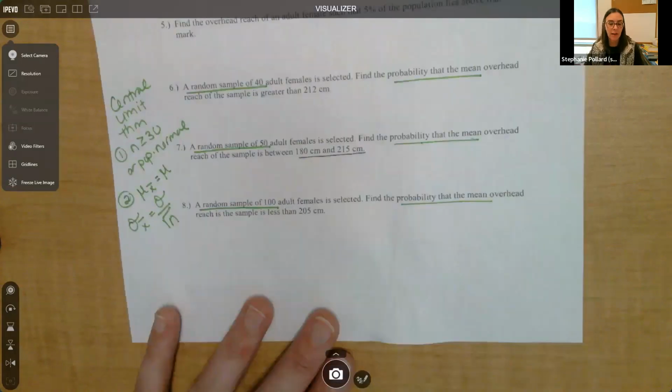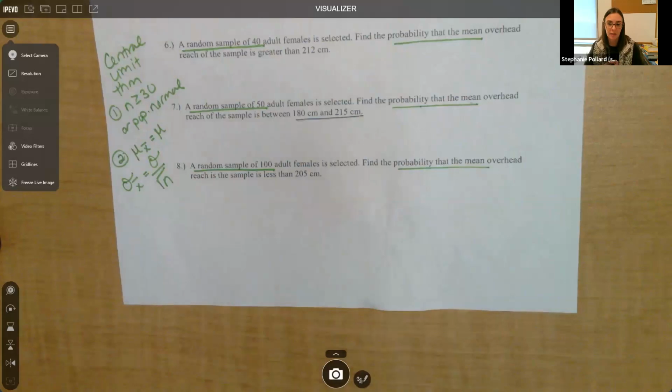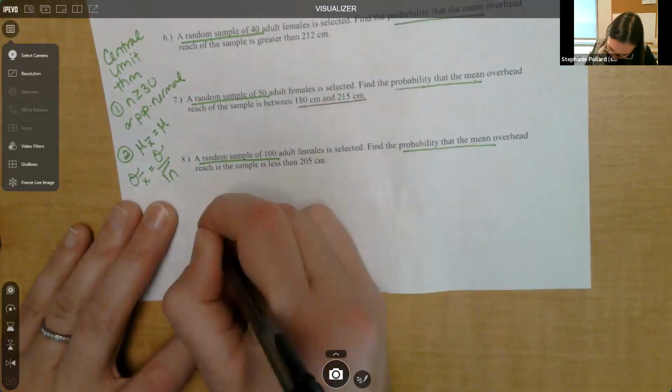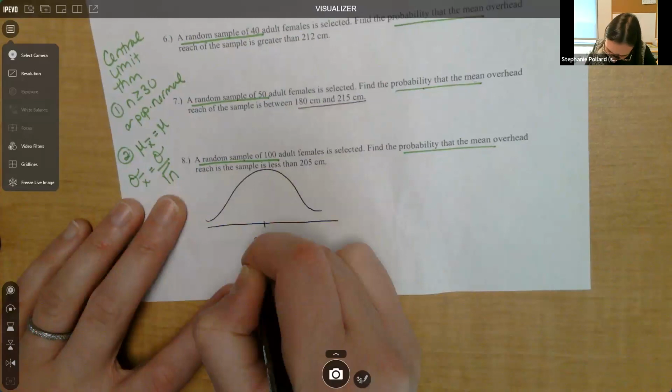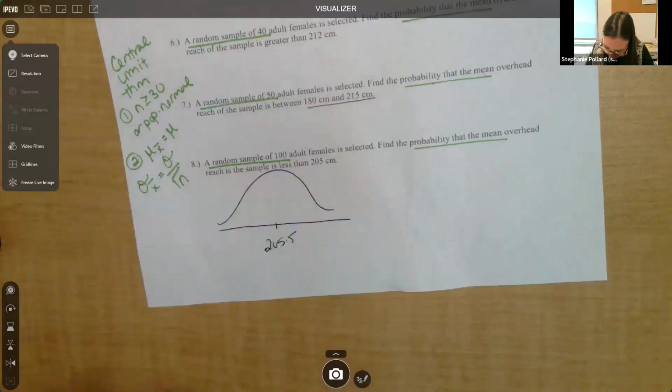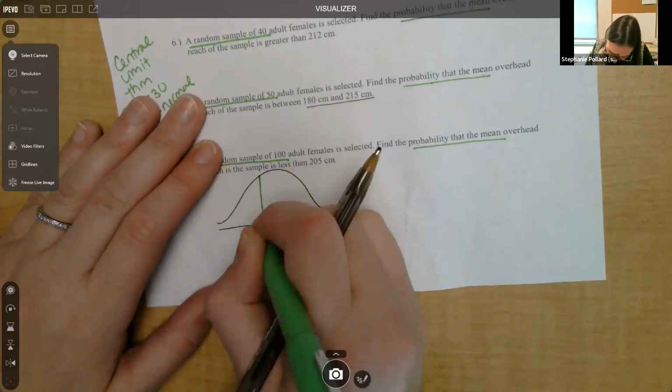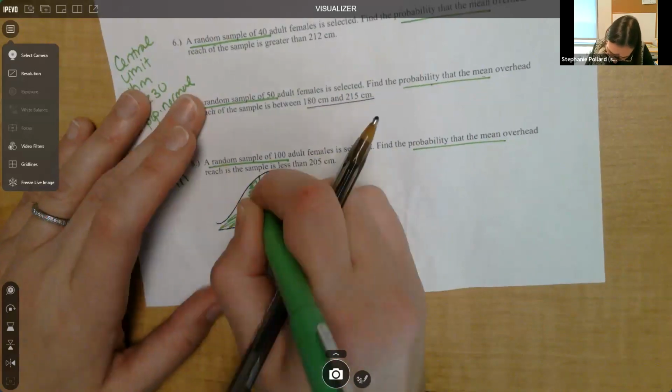For the last one, a random sample of 100 females is selected. Find the probability that the mean overhead reach of the sample is less than 205. All right, so my center is 205.5. My cutoff is going to be 205. It's actually very, very close to that mean, right? And we're going less than here.